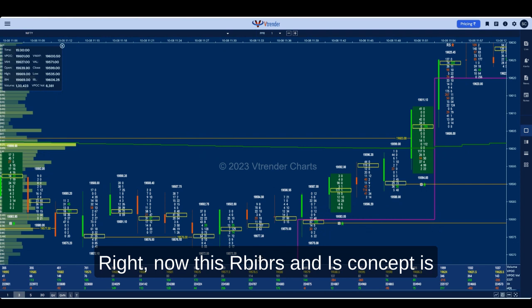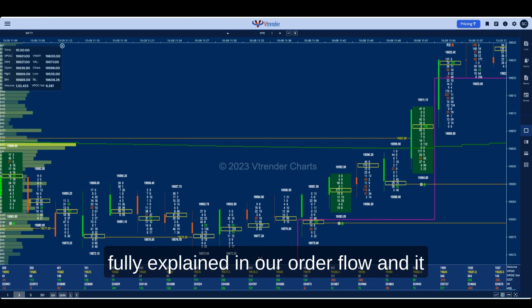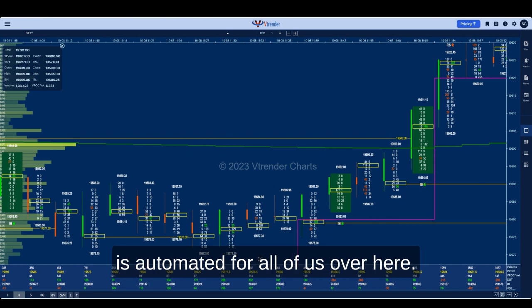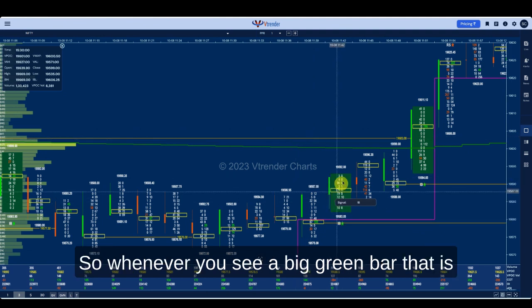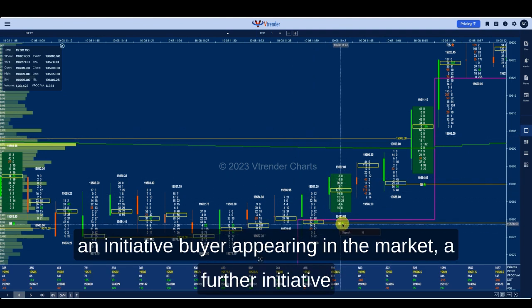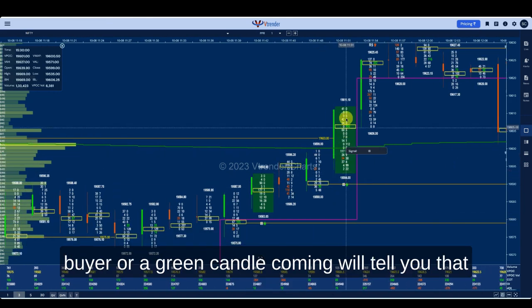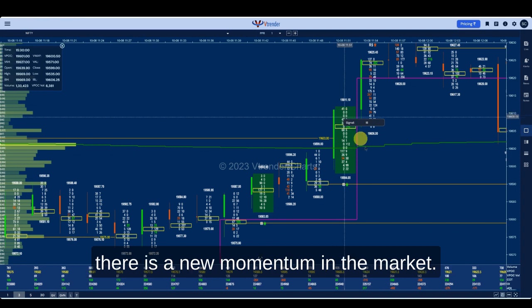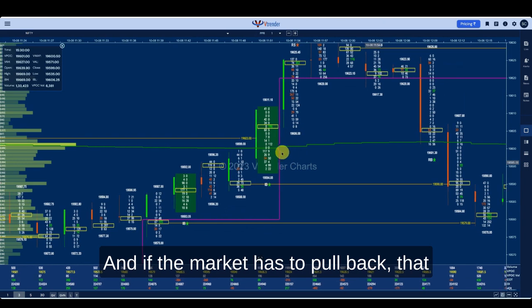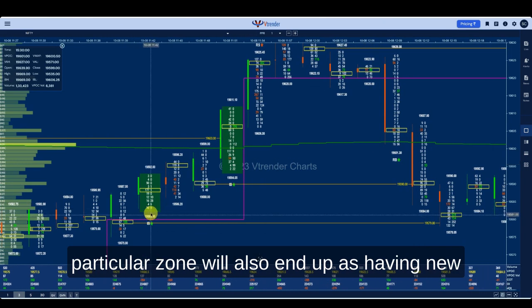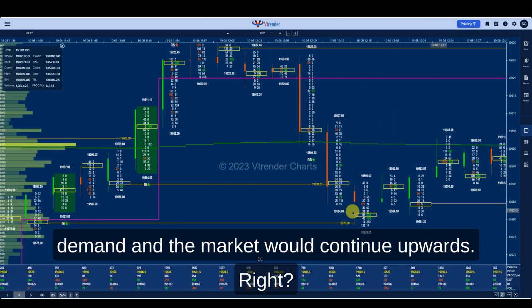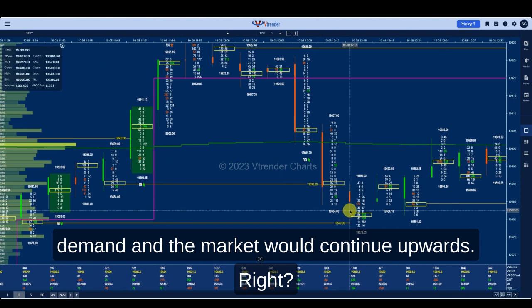Right now, this RB, IB, RS, and IS concept is fully explained in our order flow, and it is automated for all of us over here. So whenever you see a big green bar, that is an initiative buyer appearing in the market. A further initiative buyer or a green candle coming will tell you that there is a new momentum in the market, and if the market has to pull back, that particular zone will also end up as having new demand and the market would continue upwards, right?